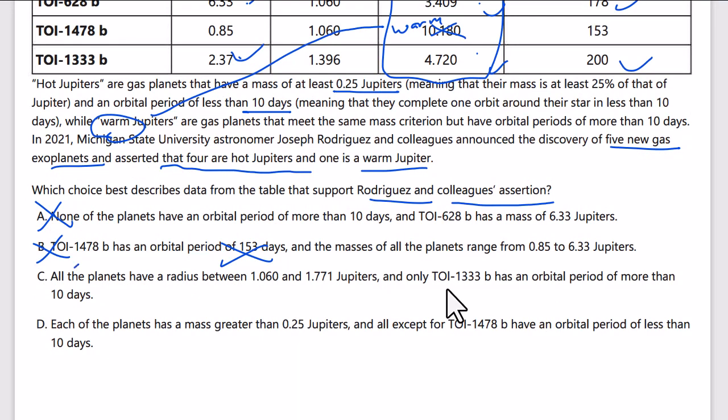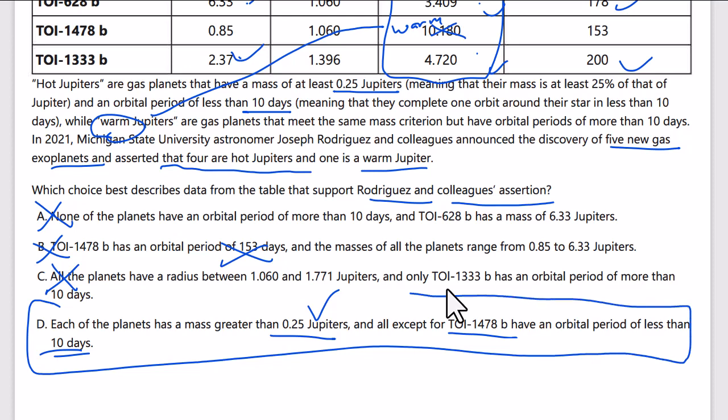We don't care about the radius. Each of the planets has a mass greater than a quarter Jupiter's. Yes, we need that to be the case. And all except for TOI have an orbital period less than 10 days. That's true. This is the best evidence to show that. Okay?